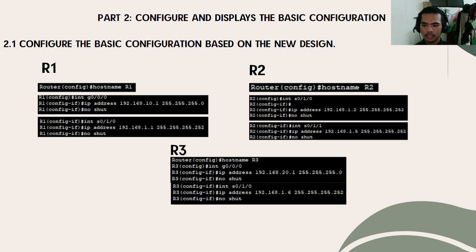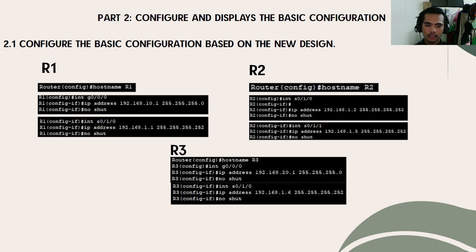On R1, I change the hostname to R1. On interface G0/0, I insert the IP 192.168.10.1 and the subnet mask is 255.255.255.0, and I no shut the interface. For the second interface, S0/1/0, I insert the IP 192.168.1.1. The subnet is 255.255.255.252 and I no shut the interface too.